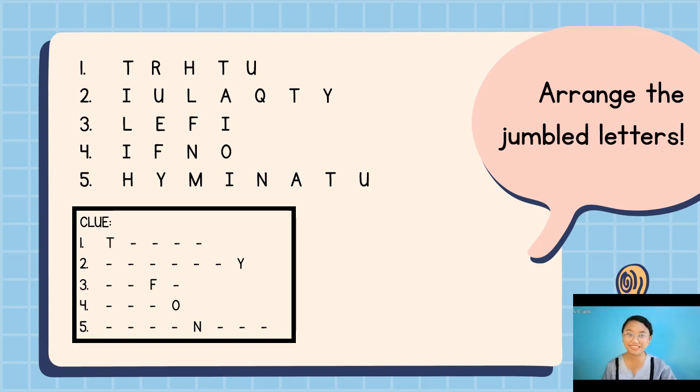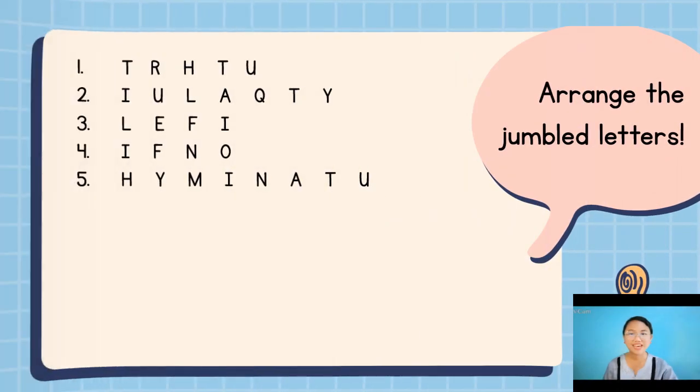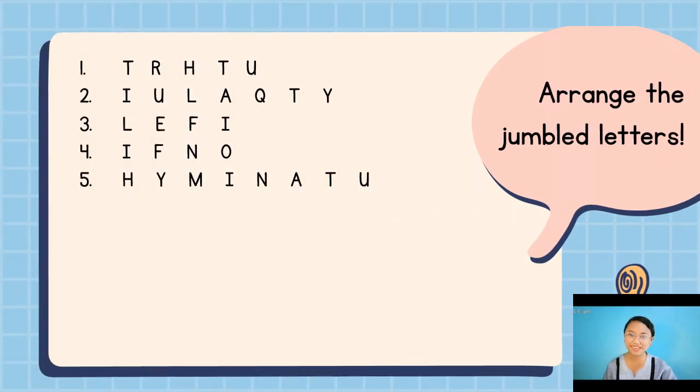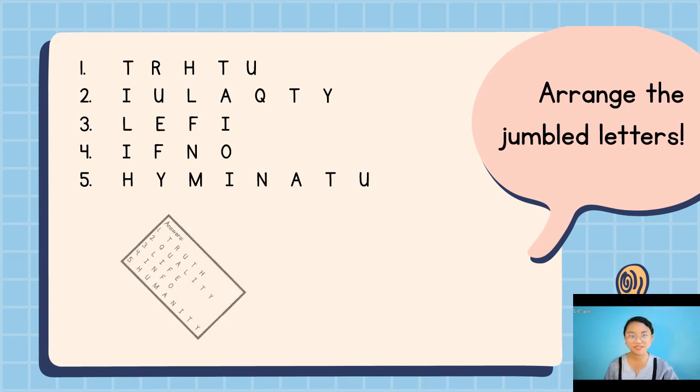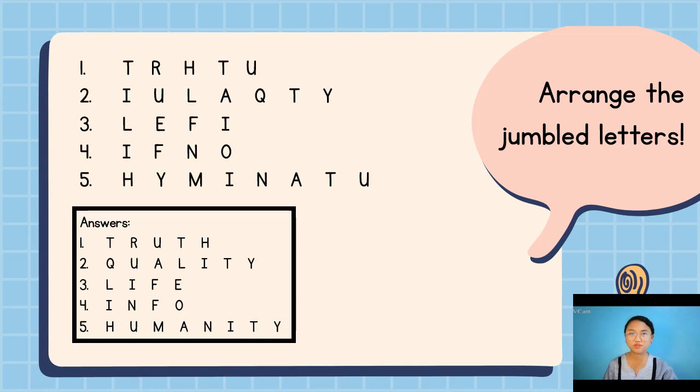Good, I think you're already done trying to figure out what these letters are. So if you got it correctly, this time I will be showing you the answers key. According to our answers key, number 1 is truth, number 2 is quality, life for number 3, info for number 4, and lastly, humanity for number 5. Did you get it correctly? Good job! Later on, you'll get to know what these words mean.